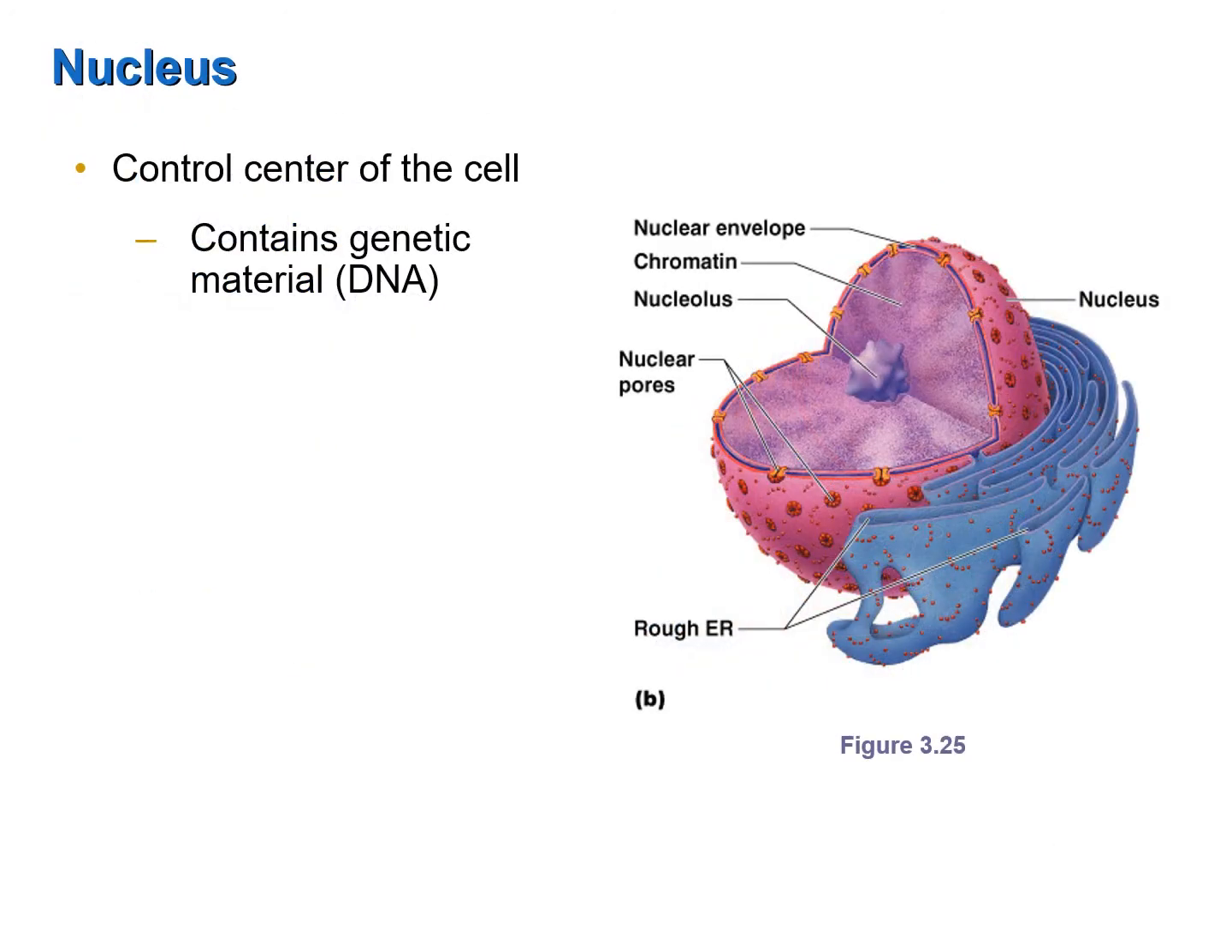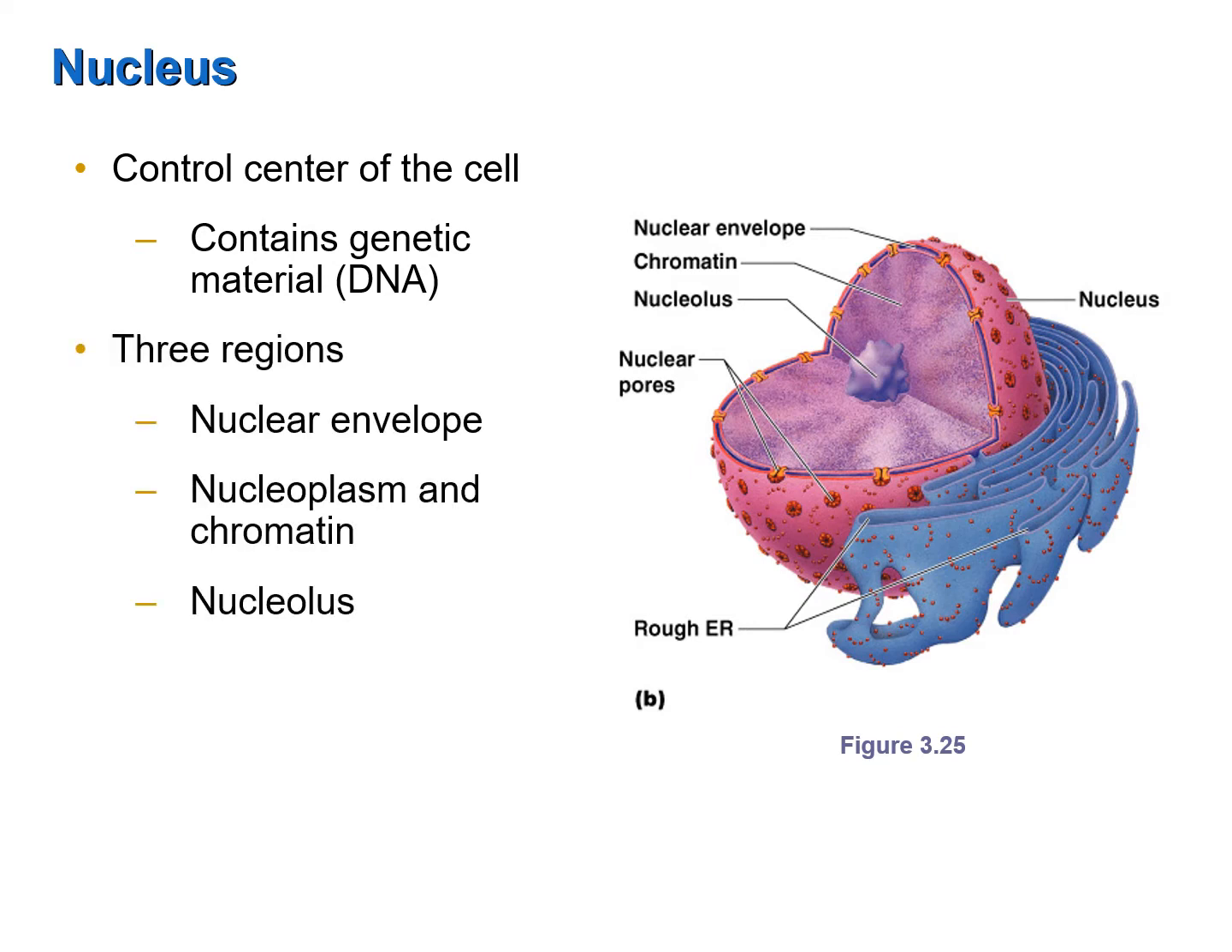The nucleus is often referred to as the control center of the cell, and that's because it is where the DNA or genetic material of the cell is located. Recall that the DNA contains the code or the recipe for all of the proteins that a cell makes. The nucleus itself is composed of three regions: the nuclear envelope, the nucleoplasm, where the chromatin is located, and the nucleolus.